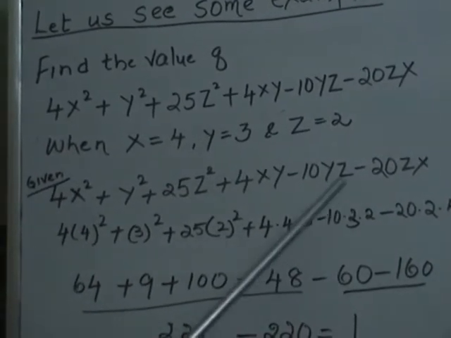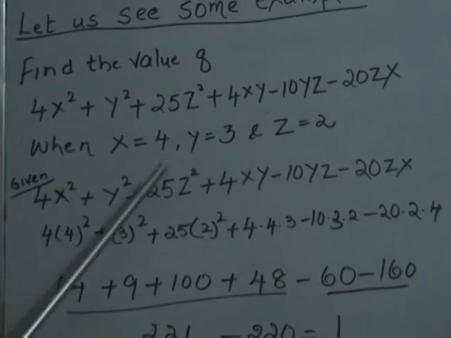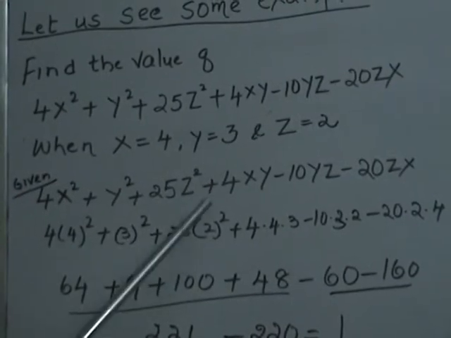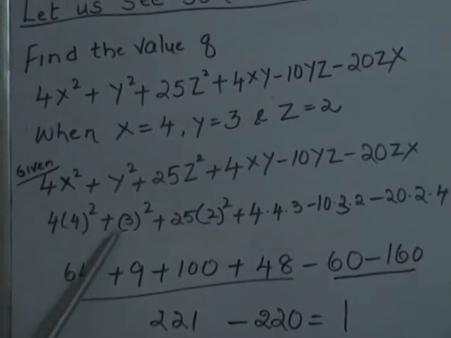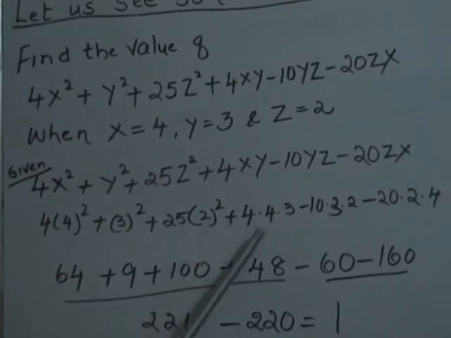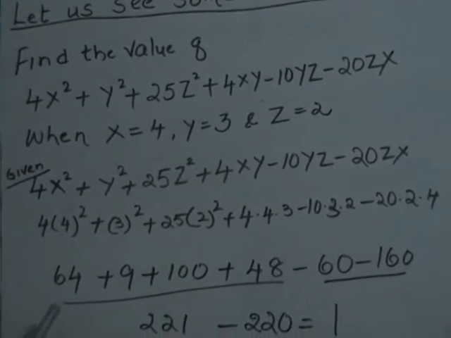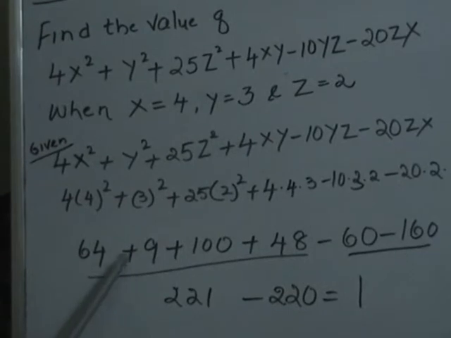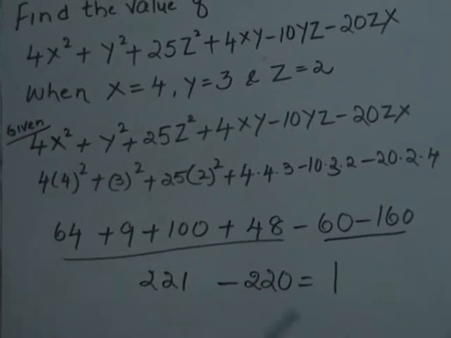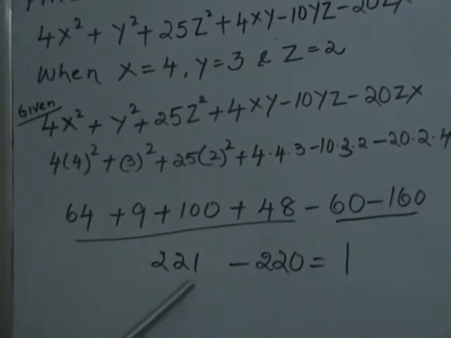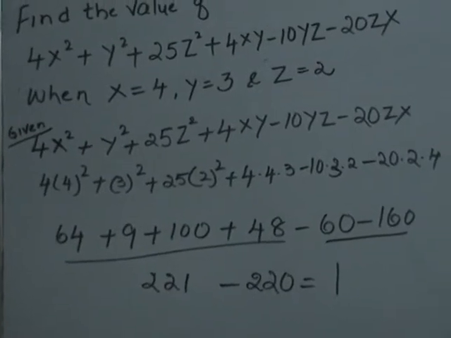In the given expression, let us substitute the values of x as 4, y as 3 and z as 2. Here we get 4 into 4 square + 3 square + 25 into 2 square + 4 into 4 into 3, and so on. Then the expression turns out to be 64 + 9 + 100 + 48 minus 60 minus 160, which is nothing but 221 minus 220, and the value is 1.